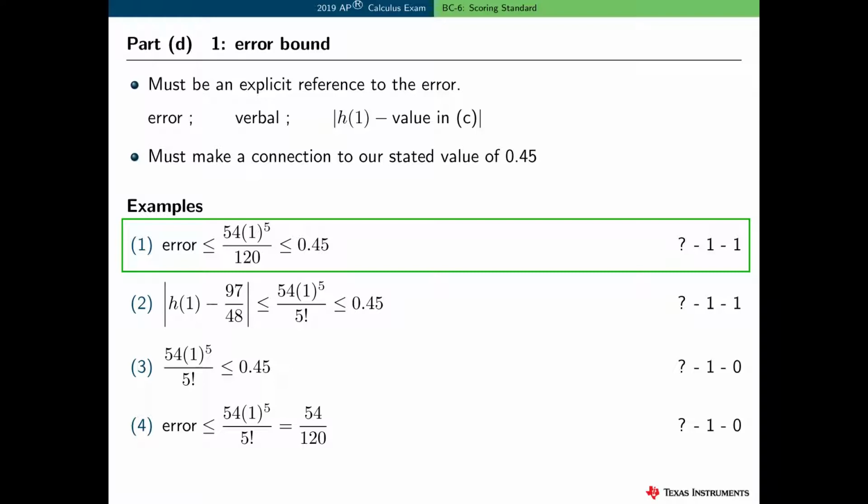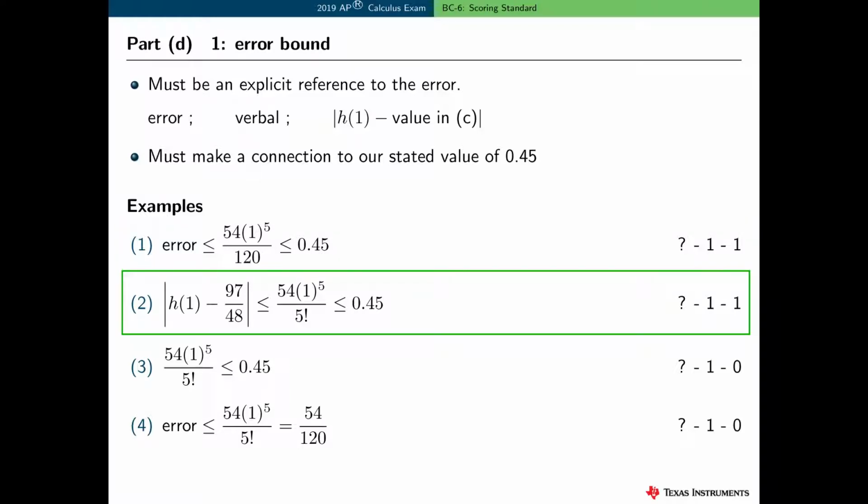In example 1, the student has made an explicit reference to the error and connected this to 0.45. In addition, we can see the first omitted term of the series for h of 1. So this earns the second point and the third point for sure. And there may be other work that could earn the first point. In example 2, this is just another common way to refer to the error and make the connection. So this also earns the second and third points.